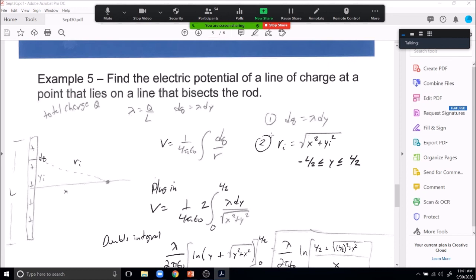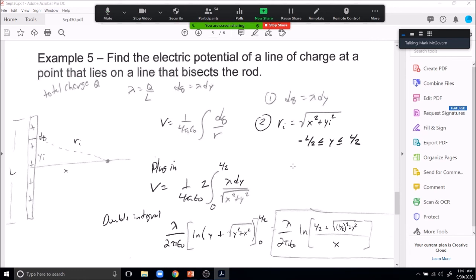Okay. That's it for the integral. It's just dq and r. There's no r hat. R hat is direction, and there's usually a third step to indicate the direction. But electric potential is a scalar. There's no direction. So there's no step 3, there's no r hat, which makes things much nicer to do.